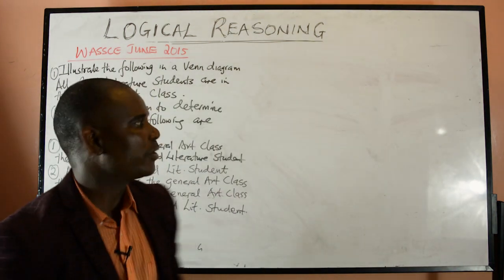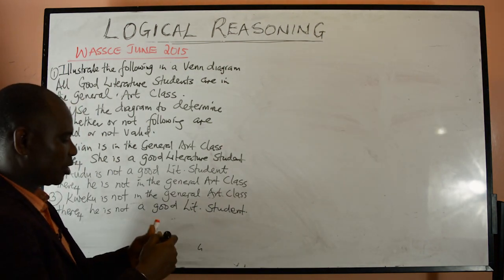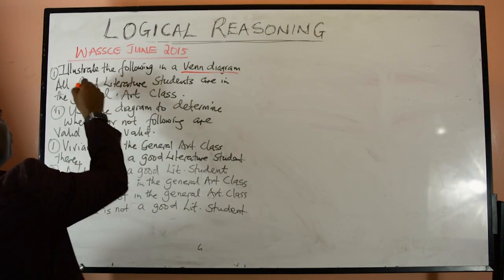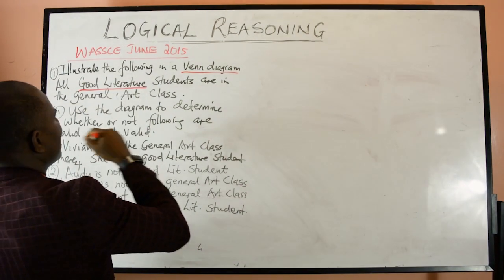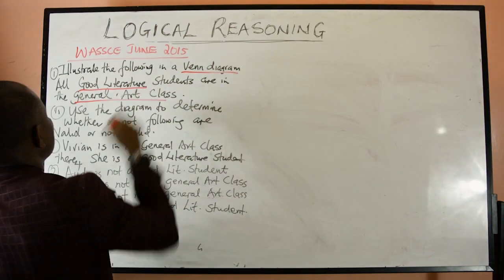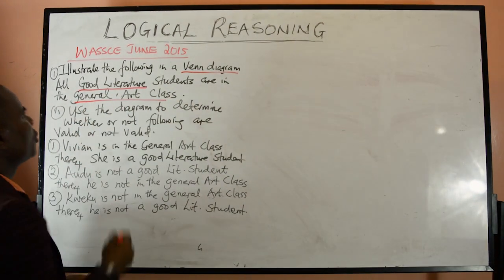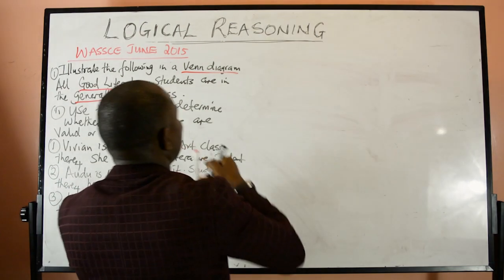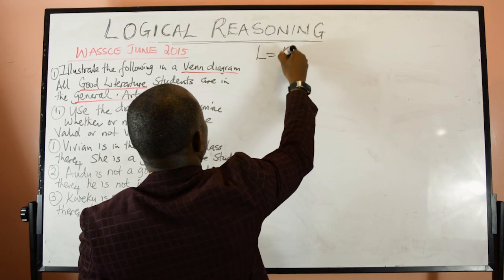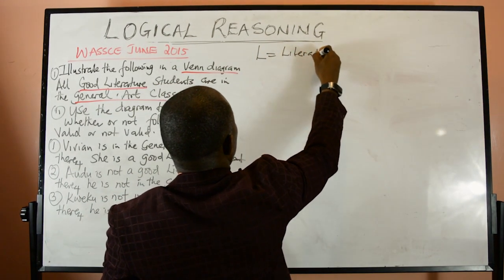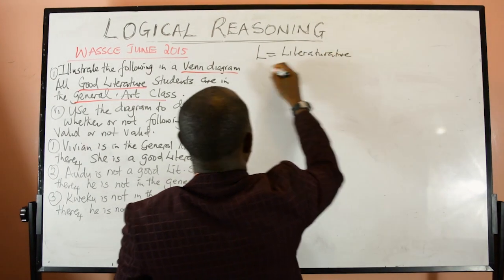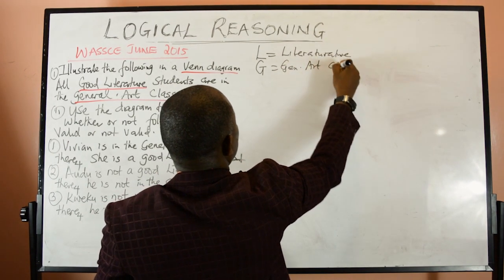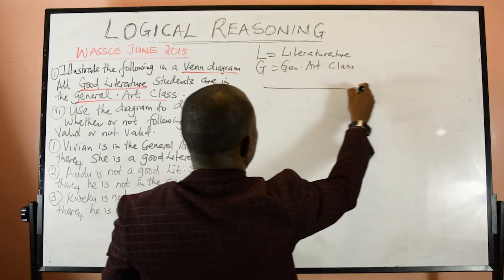Now we want to solve it using the Venn diagram according to the instruction. The question says this is supposed to be solved in the Venn diagram, so we're going to look at good literature student and general art class. So I'm going to use L for literature student and G for general art class in this case. So I want to draw my Venn diagram.